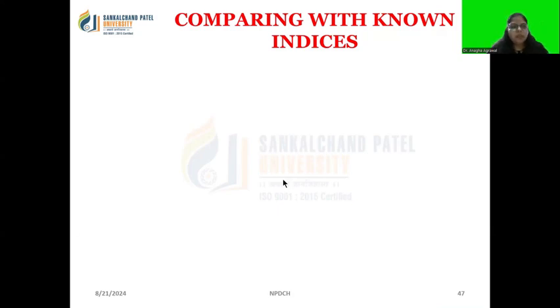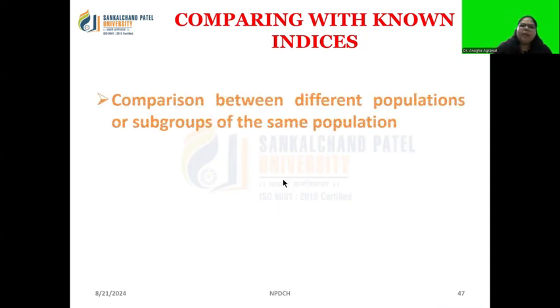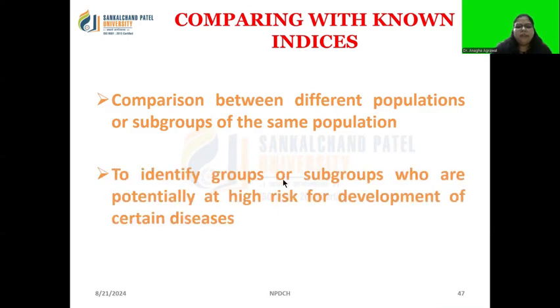If it is in higher amount, you have to find out the risk factors why this disease is appearing in so much higher amount in that particular community. Or if it is in lower amount, then you have to find out what the restrictive factors are, or what good factors this community has, because of which there is a low amount of disease. For that we need some indices. So you can compare different populations or subgroups of the same population, or identify groups or subgroups who are potentially at high risk for development of certain diseases. Indices depend upon your condition, upon the disease that you want to find out.